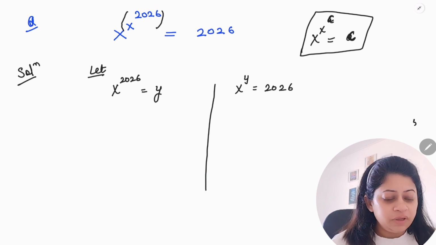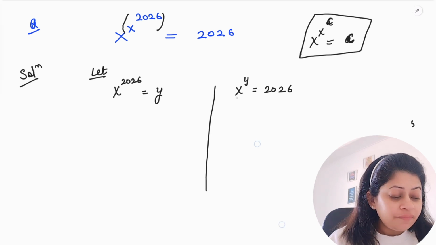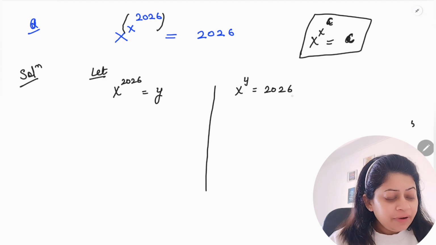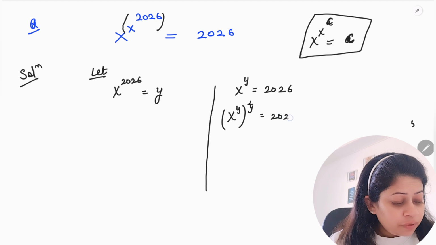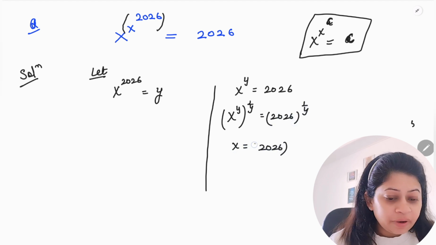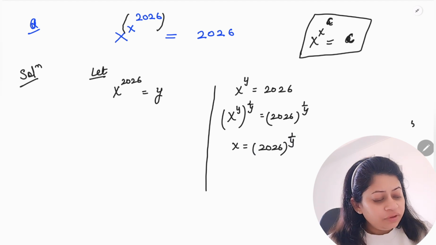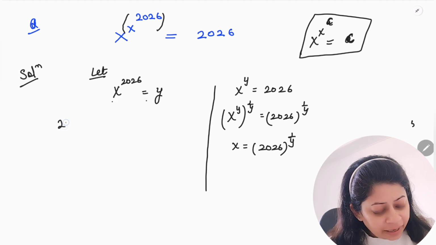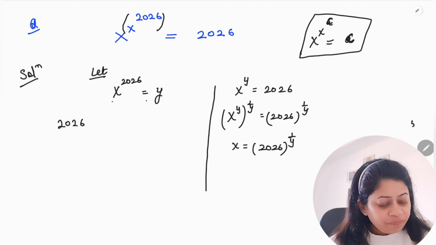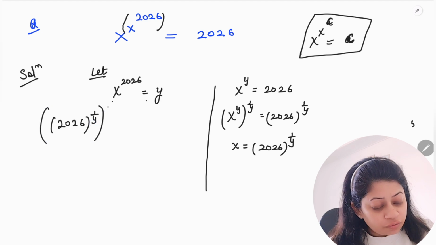Now we get these two things. y is equal to x raised to power 2026. So what do I do now? x raised to power y is equal to 2026. If I take power 1 by y on both sides, it would become x is equal to 2026 raised to power 1 by y. Now this x I will substitute here. So I make this equation in one variable. How? Here I will write x as 2026 raised to power 1 by y, raised to power 2026.